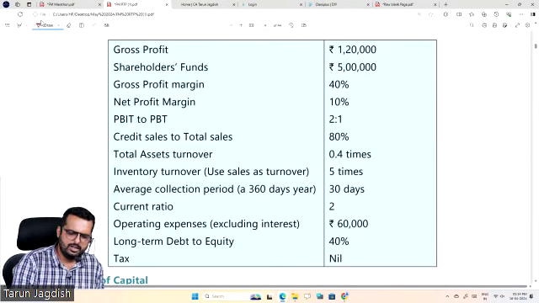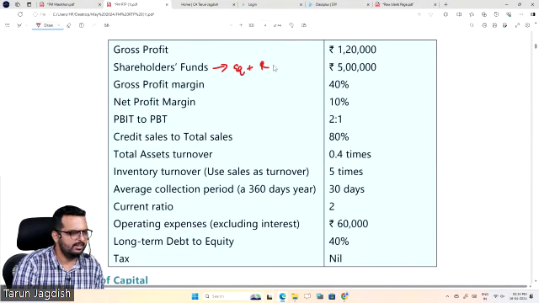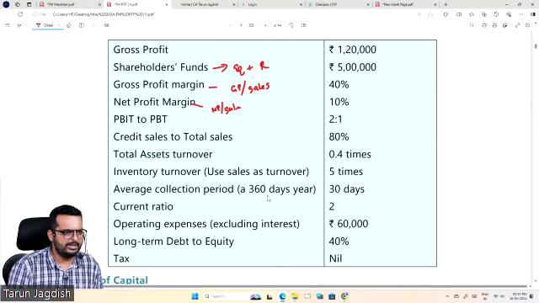Okay. Here they have given you shareholders funds. What do you mean by shareholders funds? Plus reserves. Okay. Then what about GP margin? What is the formula? Divided by sales. What about net profit margin? Divided by sales. What is PBIT to PBT? This is financial leverage. Am I right?